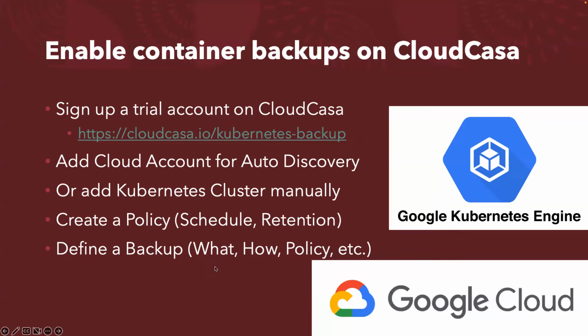You define what you are going to back up. Are you going to back up the whole cluster, or an individual namespace? Now, how are you going to back them up? Do you want to just take a snapshot only, or a snapshot followed by copy to the object storage? And which policy you want to attach to, so basically how you're going to schedule the backup jobs. That's the high level of how to enable container backups on CloudCasa. It's pretty simple, pretty easy.